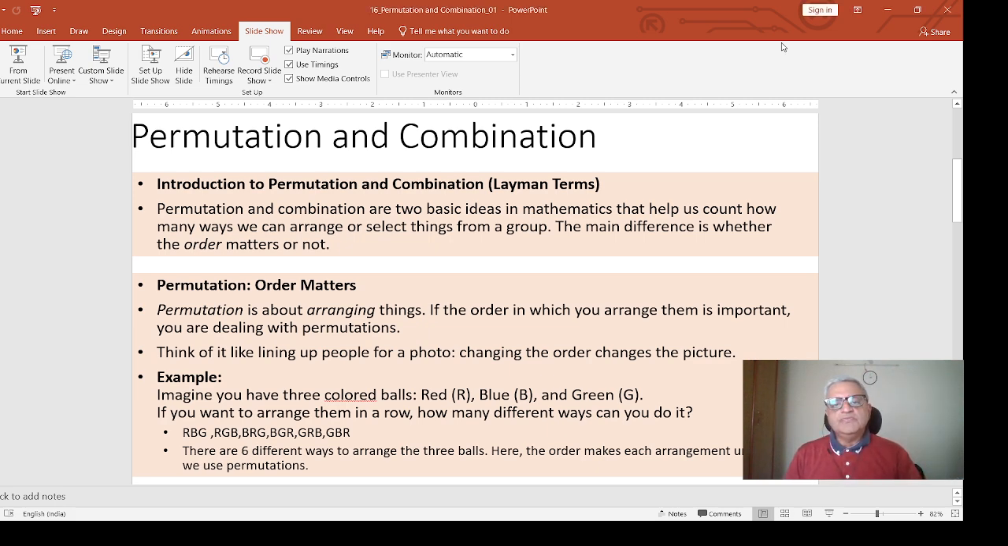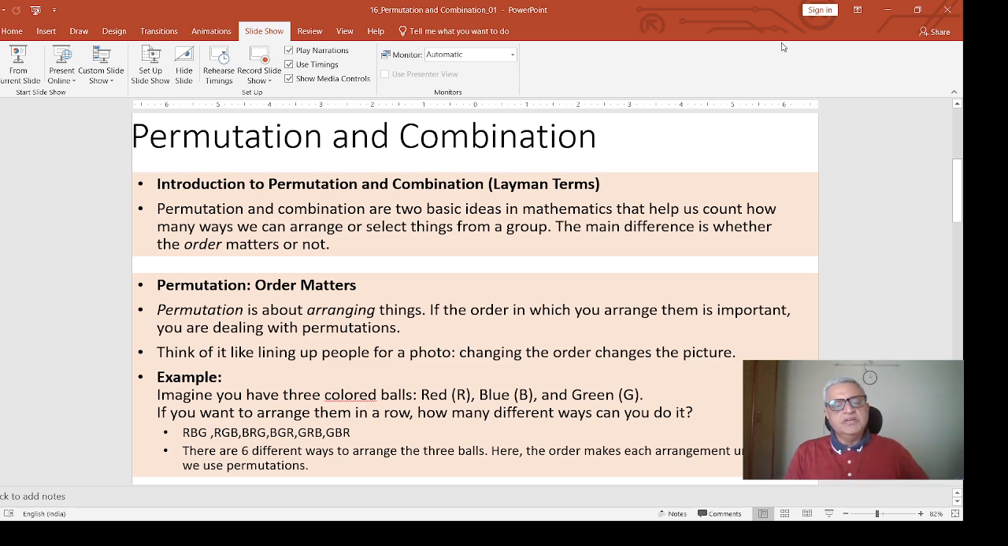In this video we are going to look at two basic ideas in mathematics. Those are permutation and combination. Basically, permutation and combination help us count how many ways we can arrange or select things from a group. The main difference is that in permutation, order matters, whereas in combination, order doesn't matter.